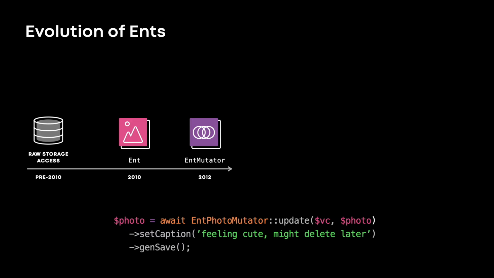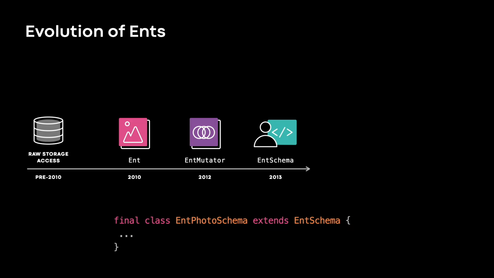In 2012, we introduced Ent mutator to enable complex mutations of the social graph that allow for improved privacy settings. Ent schema came in 2013 to bring structure and order to these disconnected components by allowing us to generate them for the user.